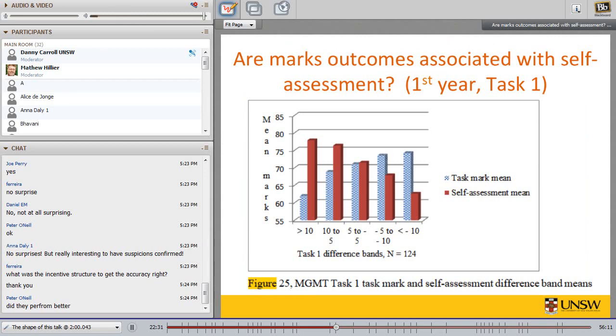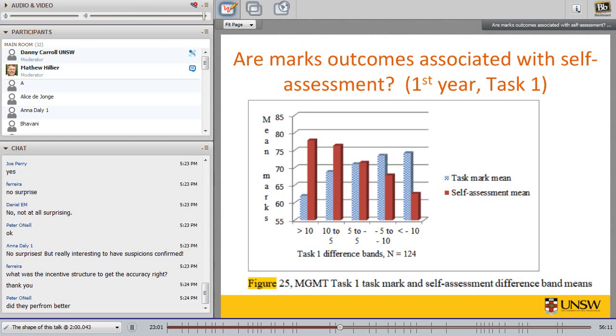In terms of broad observation of mark associations with self-assessment accuracy, the sample sizes are quite good, and this graph is repeated in all cases. Basically, red is the self-assessment average of the strongly over-assessing students through to the strongly under-assessing students. And in this group, there were a lot of students, and it's not a statistical blip.